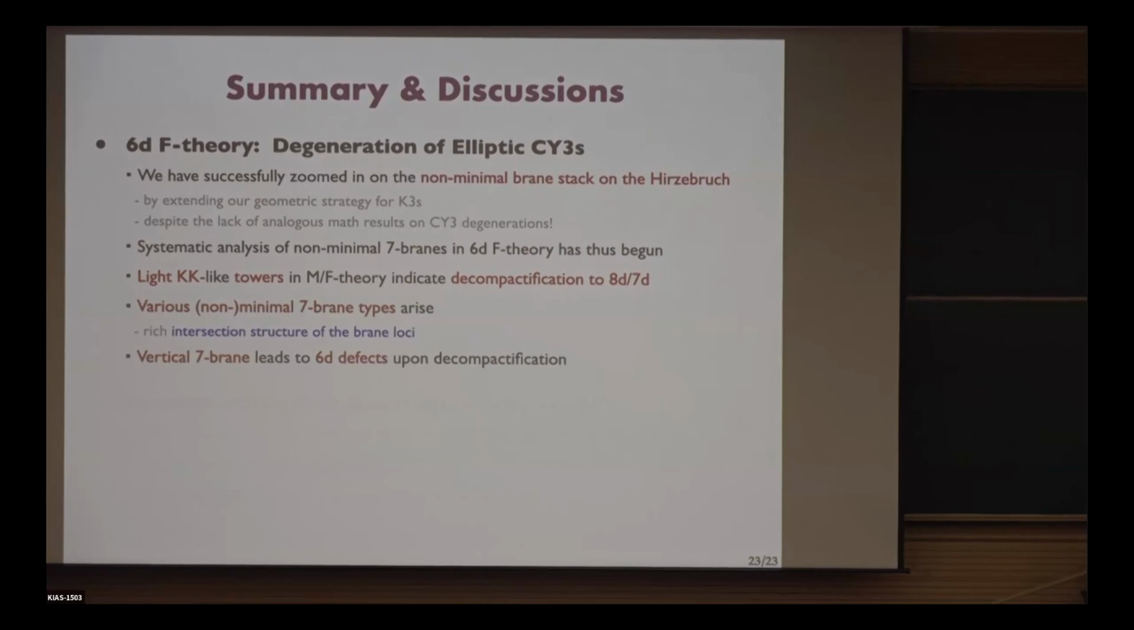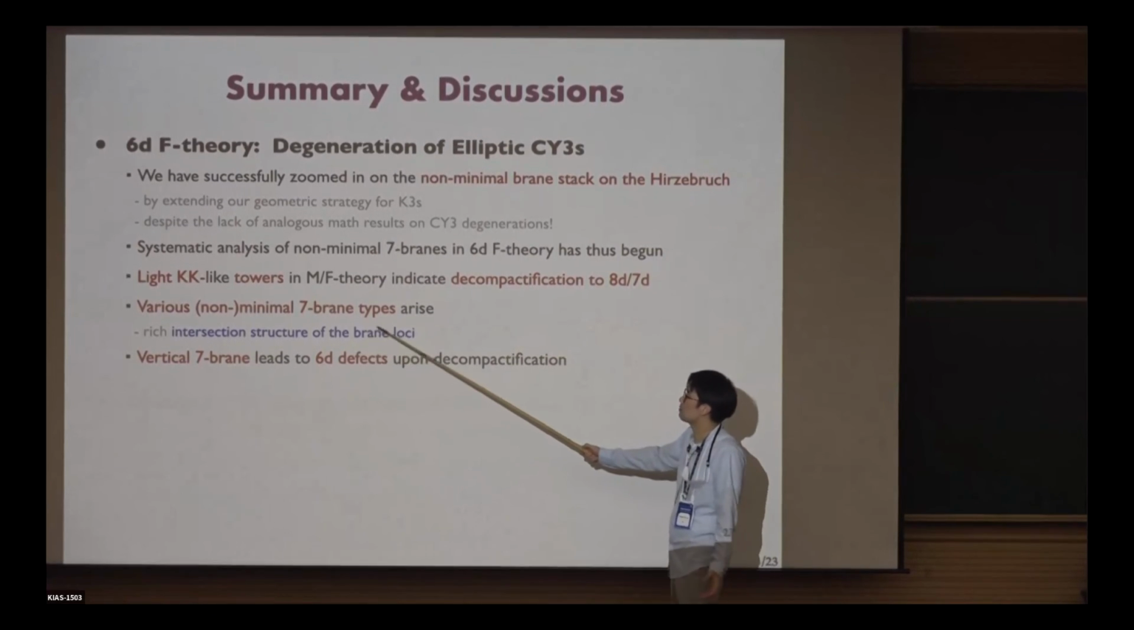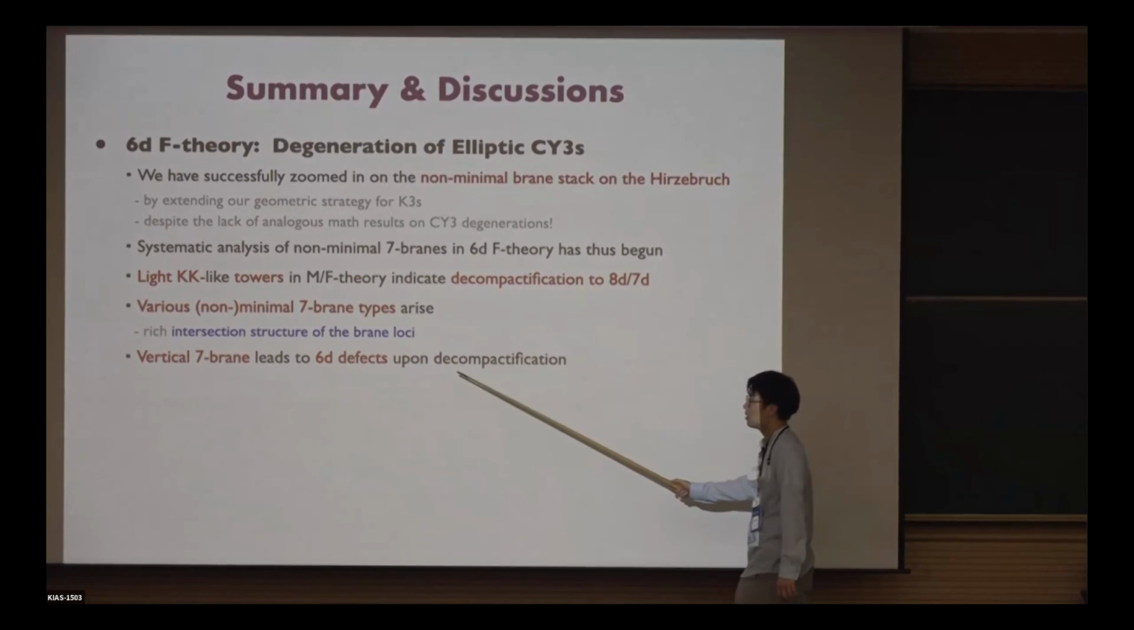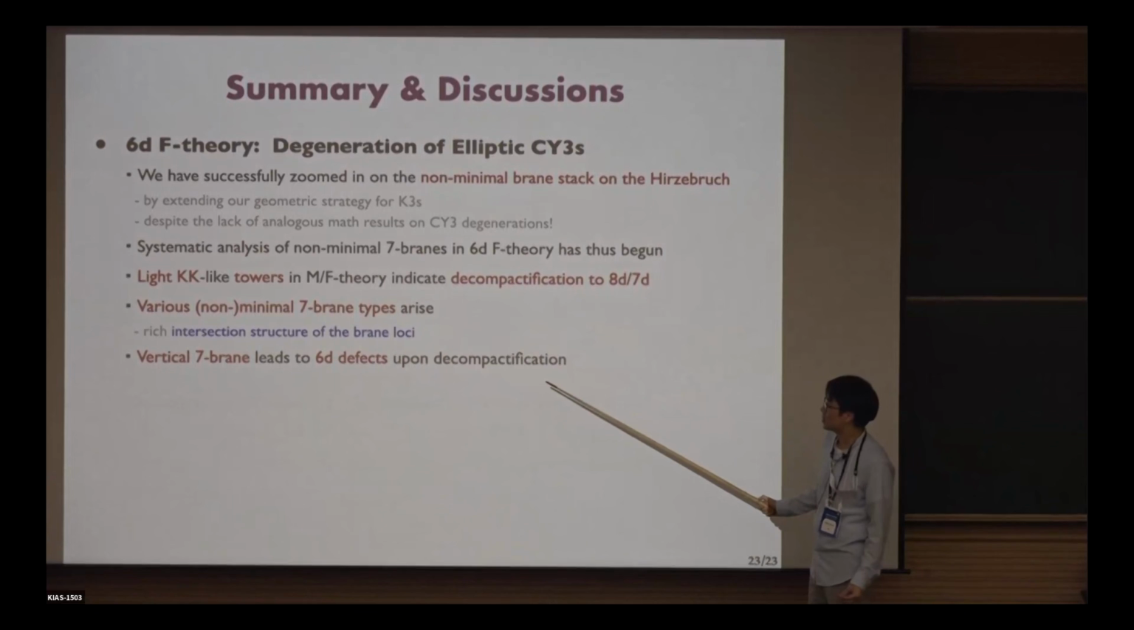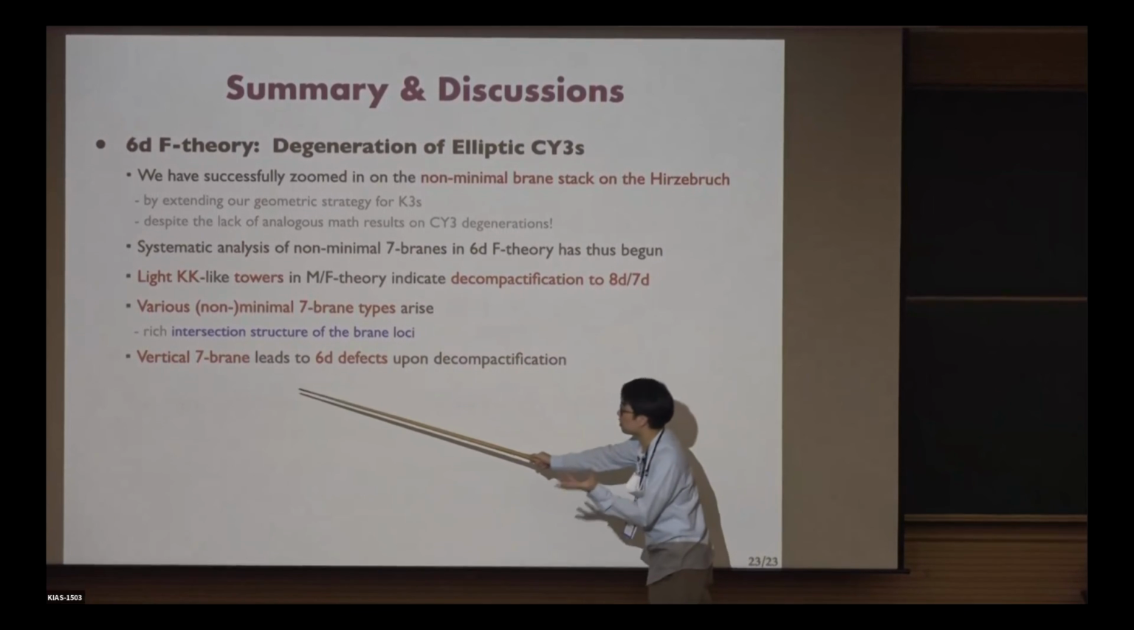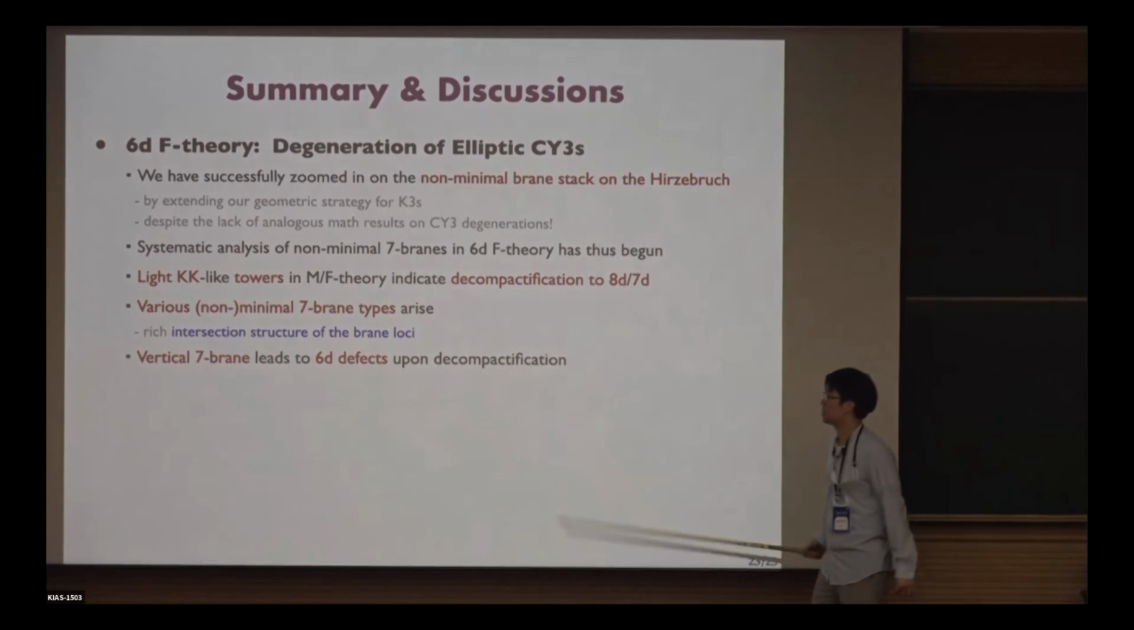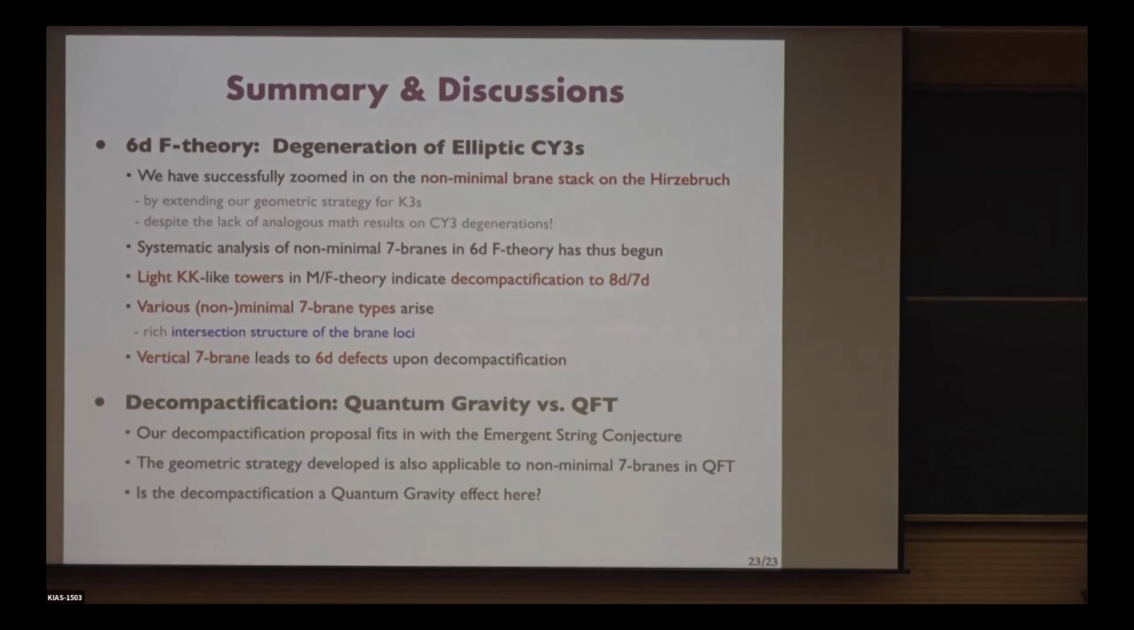And as some novelties in 6 dimensions, we've seen that various minimal 7-brane types can arise in relation with some rich intersection inner structures of the brane loci, and vertical 7-brane in particular leads to 6-dimensional defects upon decompactification. And then this nicely fits in with the emergent string conjecture because we claim decompactification.